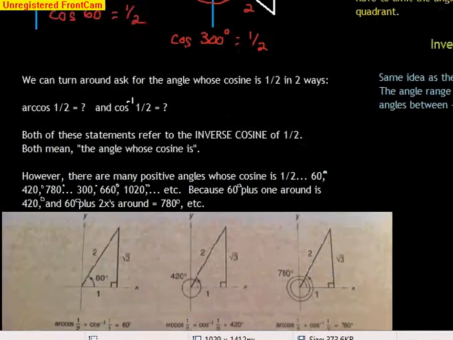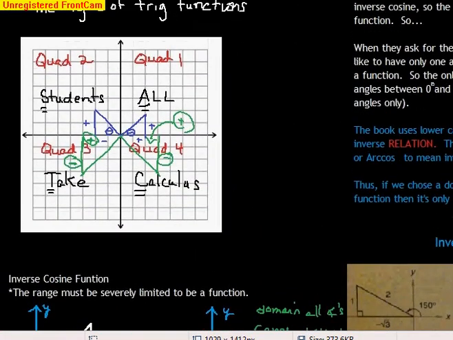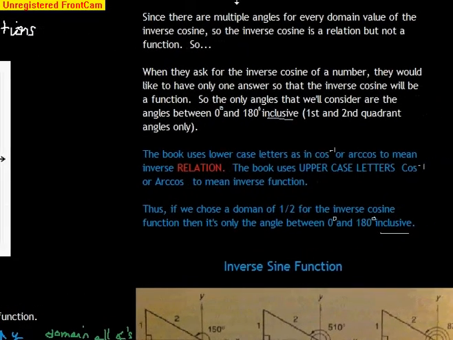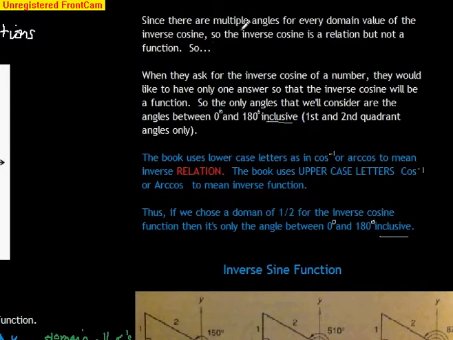So let's go back up here. The first one I'm going to spend a little bit more time on. When we get to sine and tangent, we won't spend so much time on it. Since there are multiple angles for every domain value of an inverse cosine, the inverse cosine is a relation but not a function. When they ask in the book for an inverse cosine of a number, they would like to have only one answer, so that the inverse cosine will be a function. So we have to limit the angles that we find our inverse cosine in. We're only going to consider the angles between 0 and 180 inclusive.